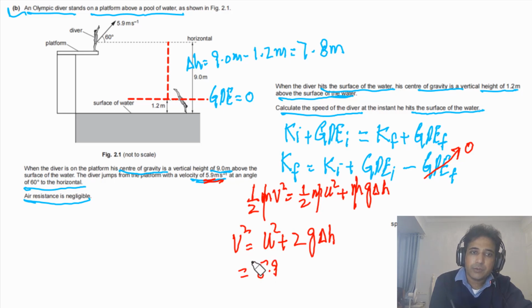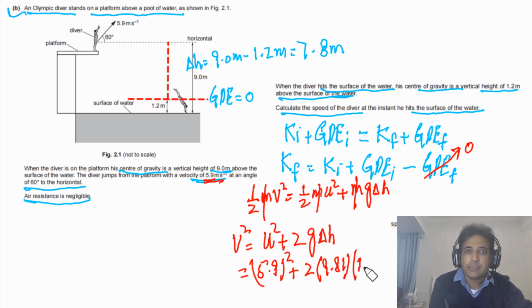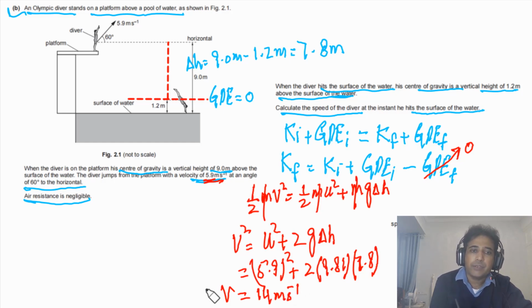The value of u we have, that is given to us, 5.9, so simply you can plug in here. So this is 5.9 squared plus we have 2, and the value of g is 9.81 and the height is 7.8. And now if we solve this one, we will get the value of v, that will be equal to 14 meters per second. So this is the value of v. So this is how you can calculate.